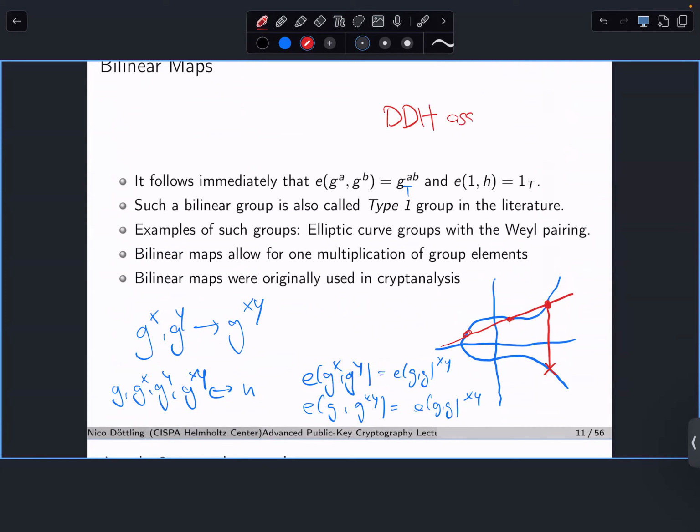The DDH assumption is false in bilinear groups G.